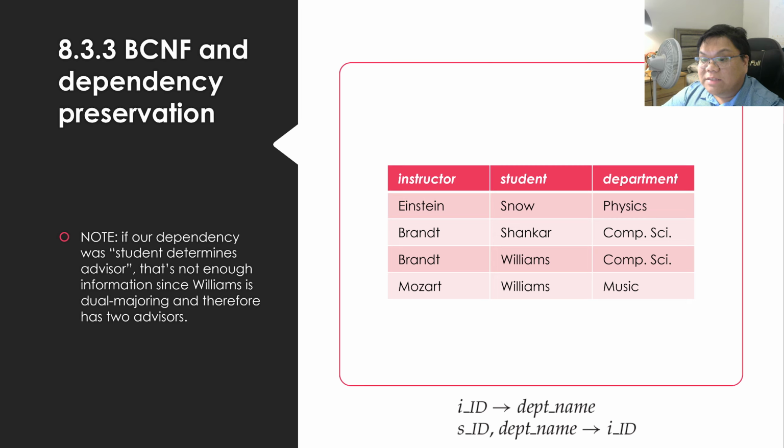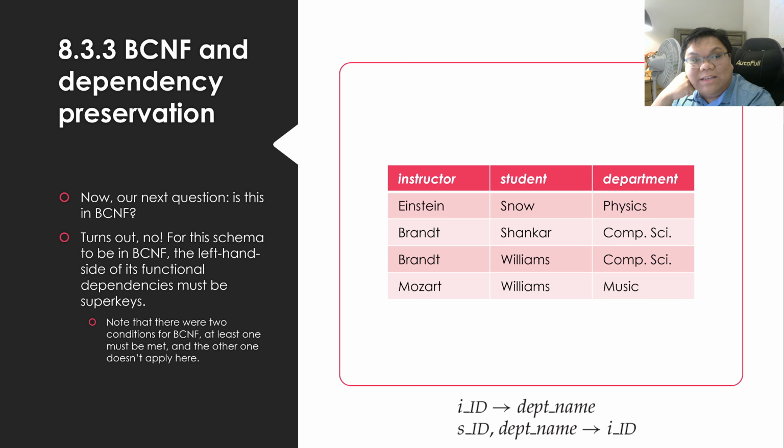Also note, if our dependency was student determines advisor, that's not enough information, because Williams is dual majoring. Williams needs 2 advisors. If we say student determines advisor, which advisor are we talking about? Williams has 2 advisors because Williams is dual majoring. So that's not enough information. We need to add the additional information of, okay, Williams, you're talking about Williams' computer science advisor, or you're talking about Williams' music advisor.